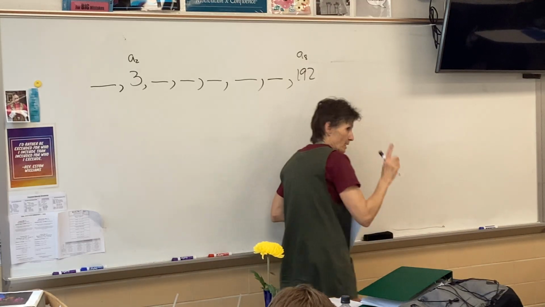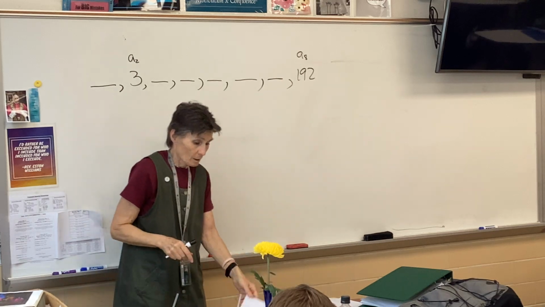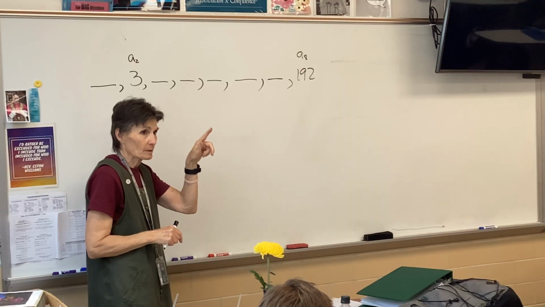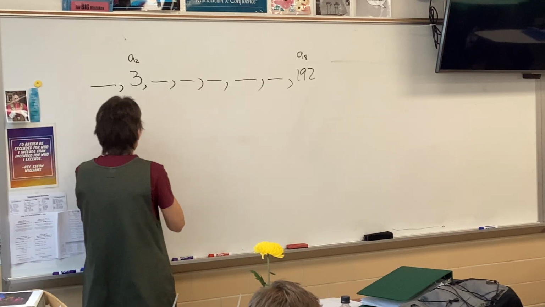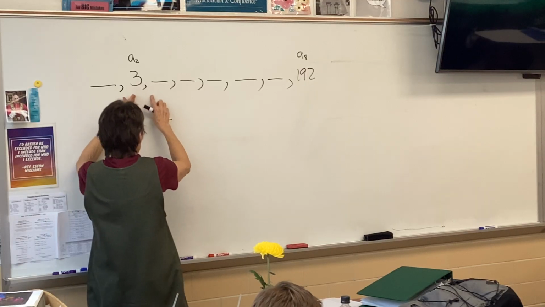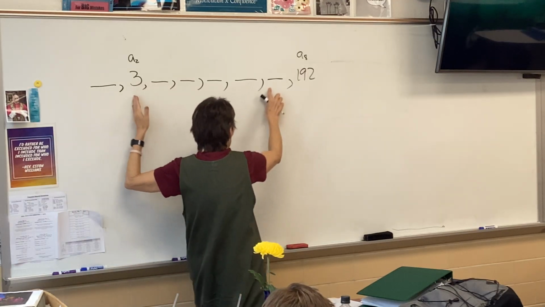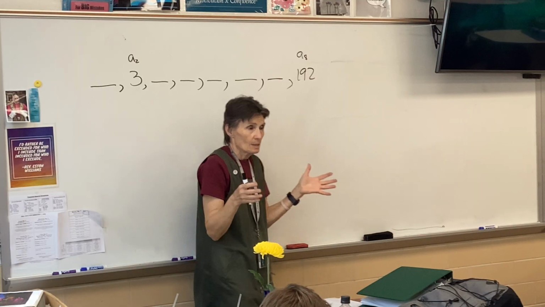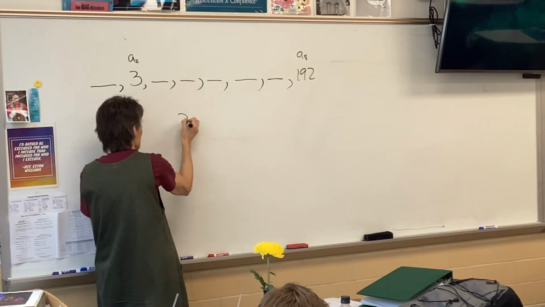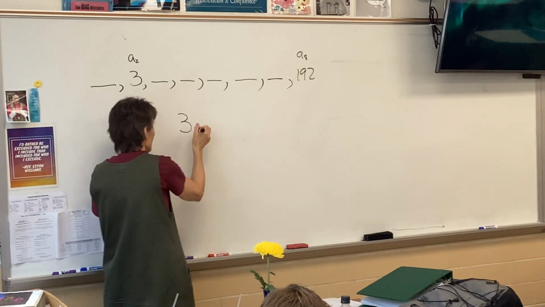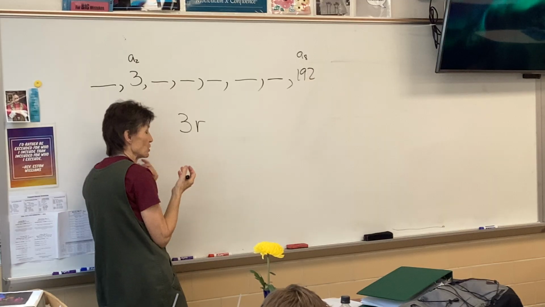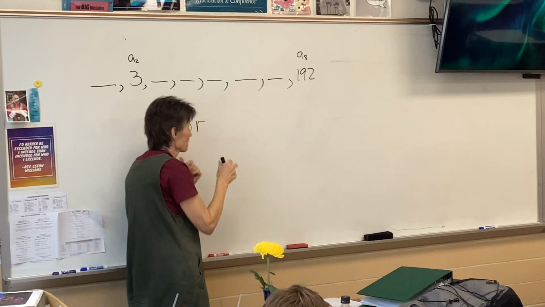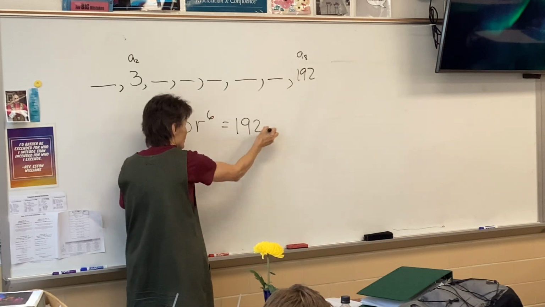You know, it's geometric. Which means what? Multiply. So I need to somehow multiply and end up at 192. So I'm going to start with 3, and I'm going to multiply by the common ratio 6 times, and I'm going to end up at 192.